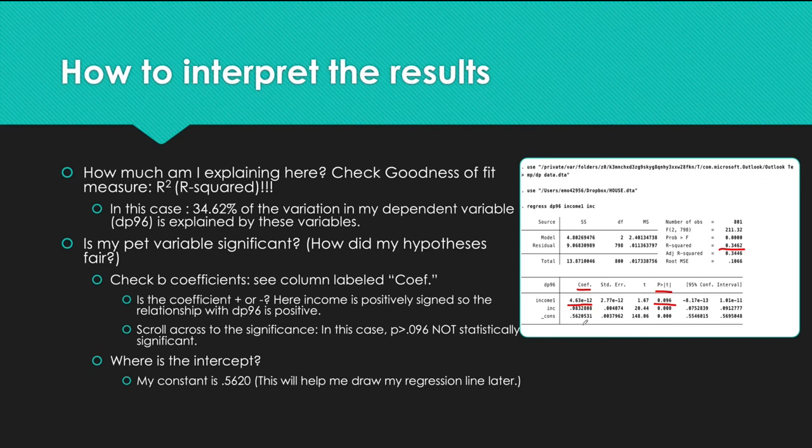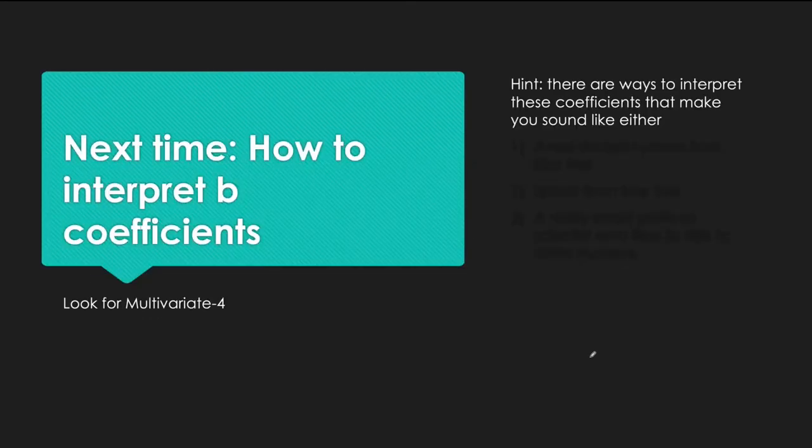Finally, where is the intercept? In this case, my constant term, or my intercept, is 0.5620. Now, I'm not going to do anything with that right now. We'll get to that next time, but that will help me draw my regression line later. All right, so next time what we're going to do is talk about how to interpret those beta coefficients. What is the impact on the dependent variable? And so that'll be our next lecture.